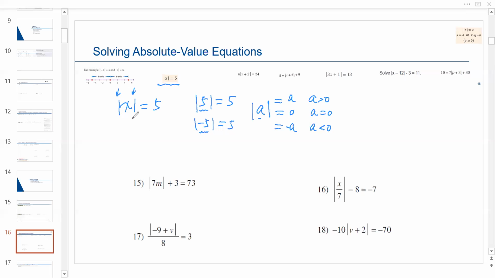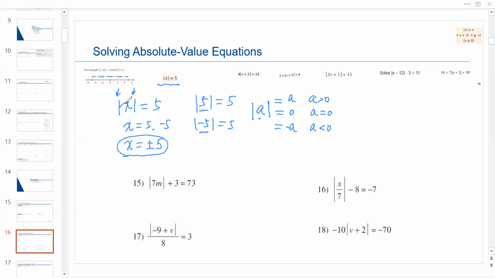So go back to this situation. If absolute x equals 5, then x can be what? It can be 5, it can be negative 5. Sometimes we write it this way: positive 5 or negative 5. So x can be 5 and can be negative 5, right? When x is negative 5, the absolute value equals 5.